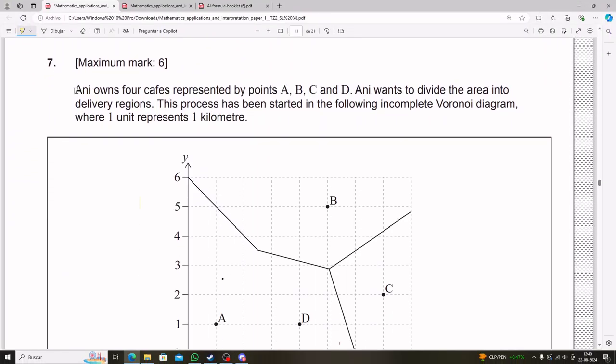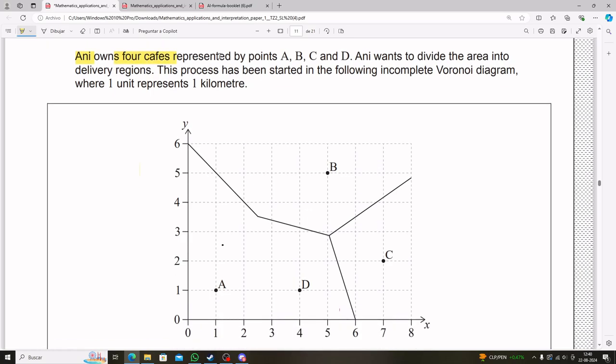Alright, you guys, so for number 7, we have that Annie owns 4 cafes. That's the dream, isn't it? Owns 4 cafes represented by the points A, B, C, and D. So all these different points that we're seeing on screen are different cafes that Annie owns.